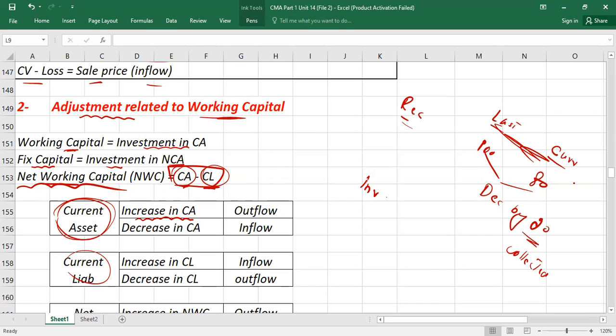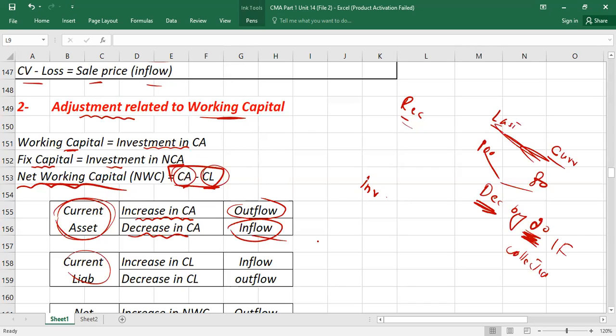But this is not cash. Cash opening balance you will deal with separately. So it's other current assets. An increase in current assets you will always treat as an outflow, and a decrease in current assets you will always treat as an inflow. You can look here: a decrease in current assets was treated as an inflow.